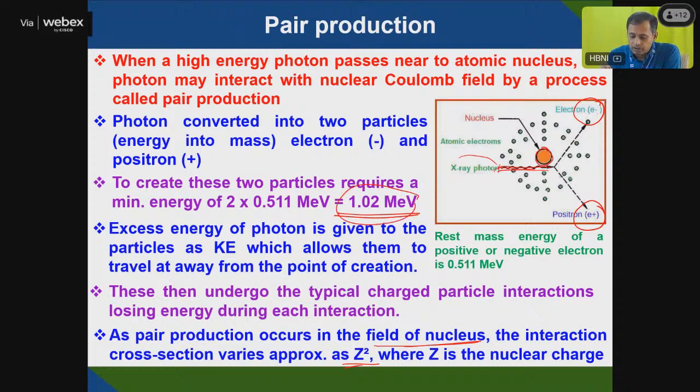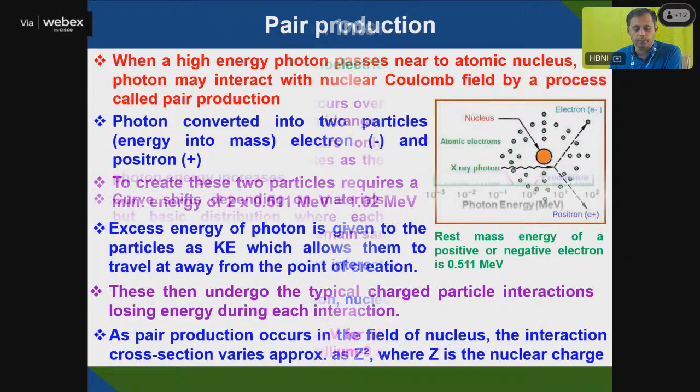In pair production, the X-ray photon or gamma ray photon is divided into two units. One will be an electron and one a positron that you will get. Similarly, sometimes an electron and a positron meet together to give you an X-ray photon or a gamma ray photon. That is possible. That's called pair production.